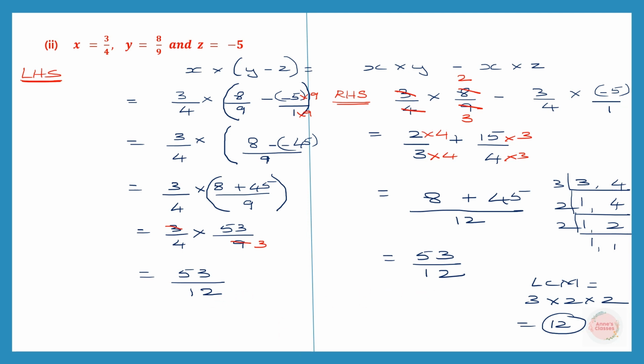On the left also we have 53 by 12. So right hand side is this, left hand side is this. So as you can see, left hand side is equal to the right hand side. That means we have verified. Left hand side is equal to RHS. Hence verified.